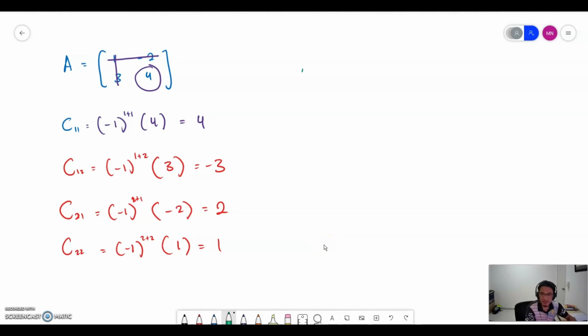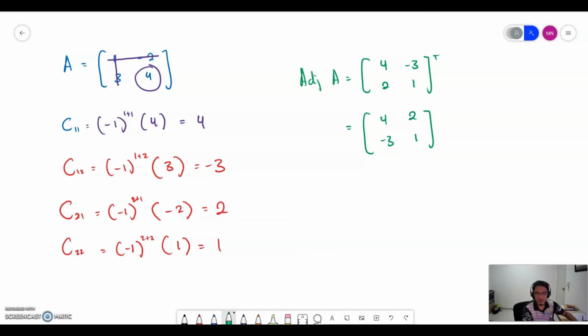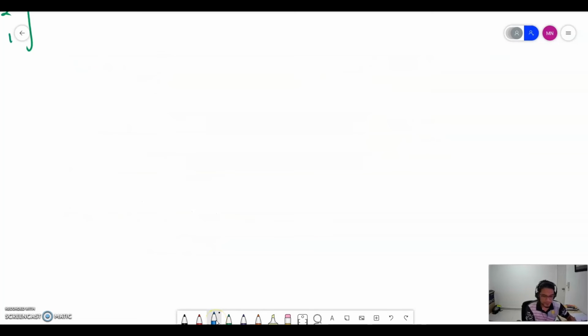Then in order to find the adjoint, we substitute it back into the matrix. So 4, negative 3, 2, 1, and then don't forget to transpose the matrix, then it becomes 4, negative 3, 2, and 1. So that is the adjoint for a 2 by 2 matrix. Okay, so now we have finished discussing adjoint. So now let's find the inverse.